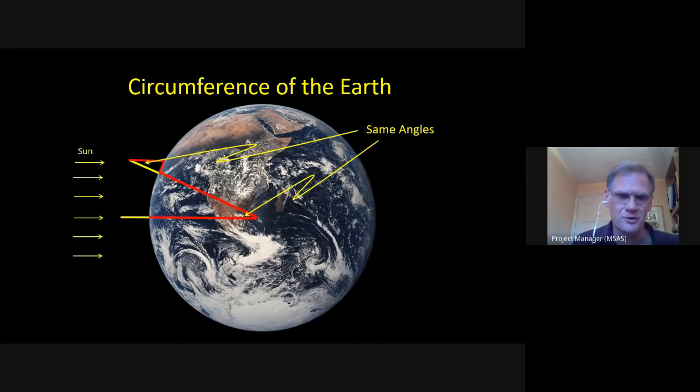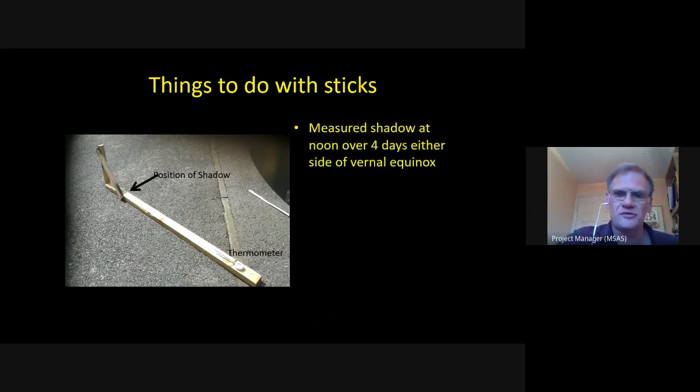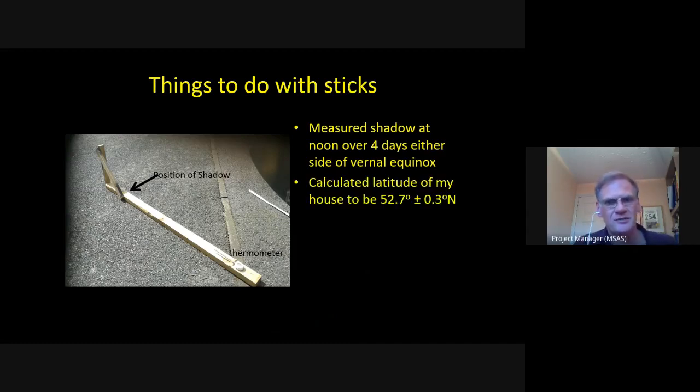And that kind of got me thinking, what can you do with a couple of sticks, particularly useful maybe during lockdown. So this is what I did with a couple of sticks. I nailed the sticks together in a right angle, and I set them up so that the vertical stick cast a shadow on the horizontal stick. Over 4 days on either side of the vernal equinox, I measured how long the shadows were and therefore what the angle was, because I knew how tall the big stick was. Based on that, I managed to calculate the latitude of my house, and I got an answer of 52.7 degrees, plus or minus 0.3 of a degree.